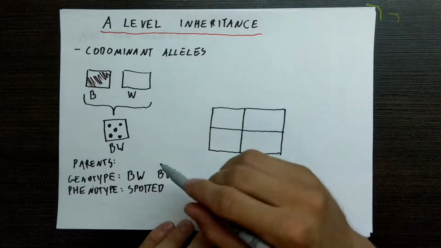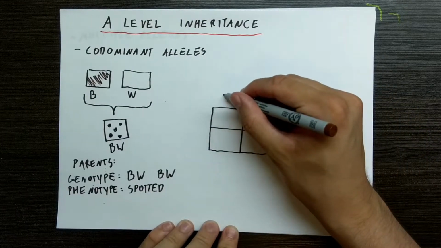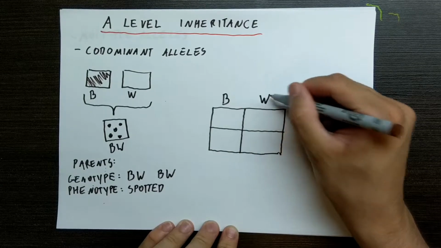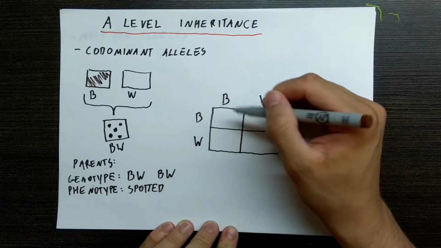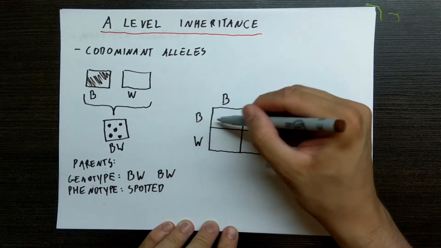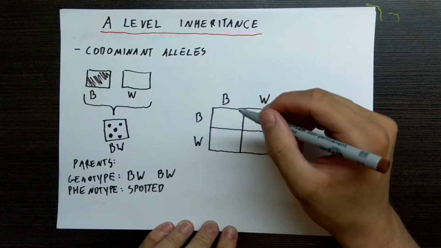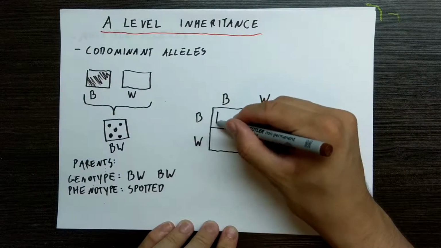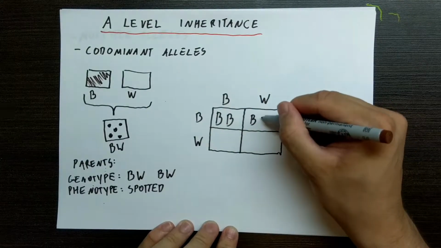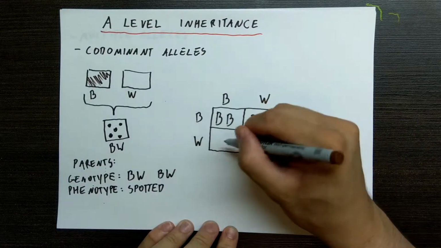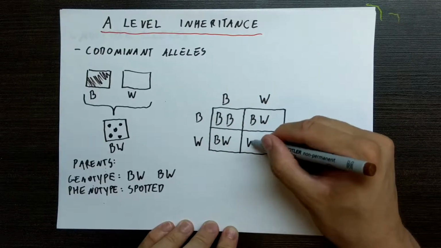Same as before, we put the parents' alleles on each of the sides. So one parent is BW and the other parent is BW. And same as before, we put these together in a table-like manner to figure out the genotype of the offspring, statistically speaking. So here we have B with B, here we have BW, here we have BW, and here we have WW.